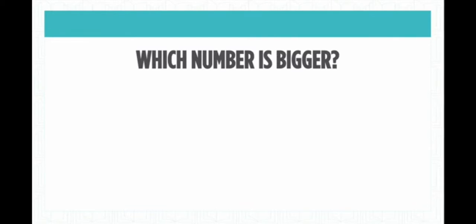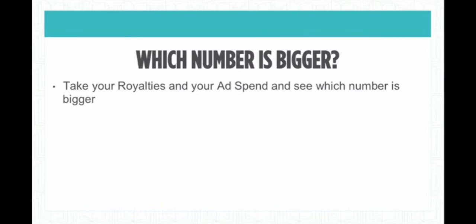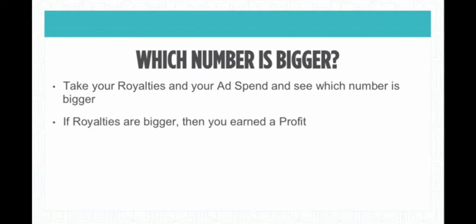And now we do the which number is greater game. We find the royalties during the challenge, find the ad spend during the challenge, and see which number is bigger. If royalties are bigger, you earned a profit. And if you do that subtraction problem of royalties minus ad spend, you'll see how much you profited. If your ad spend is bigger, then you had a loss during the challenge.